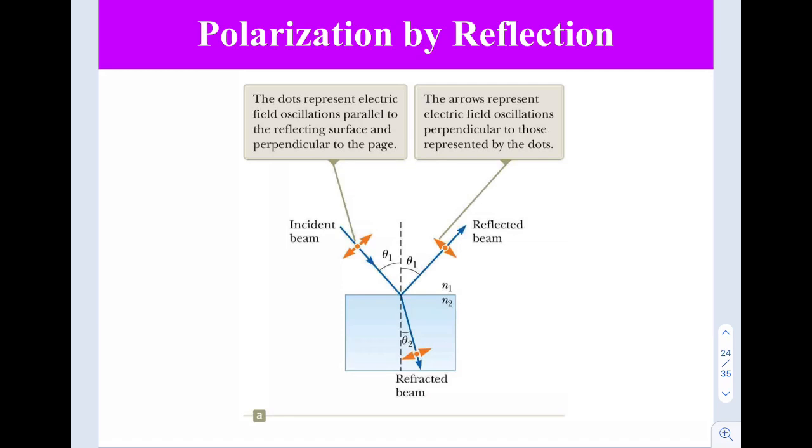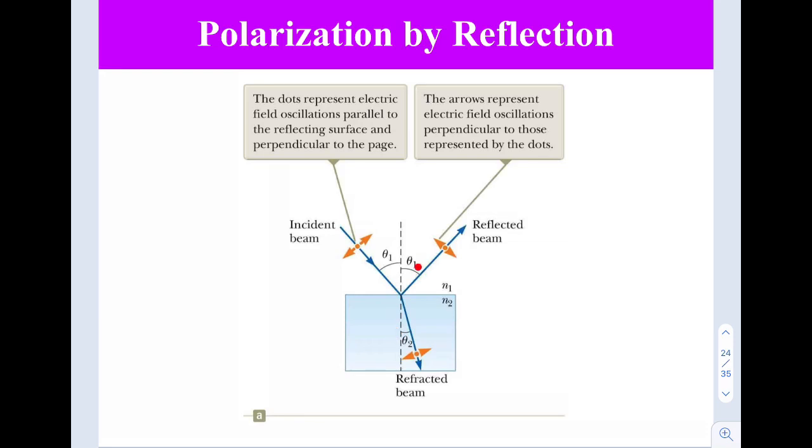The second method or type of polarization can be done via reflection. This is a schematic diagram of how to do polarization by reflection. When an unpolarized light beam, this incident beam, travels from the first medium to the second medium and meets the boundary, part of it is reflected and part of it is refracted into the second material.